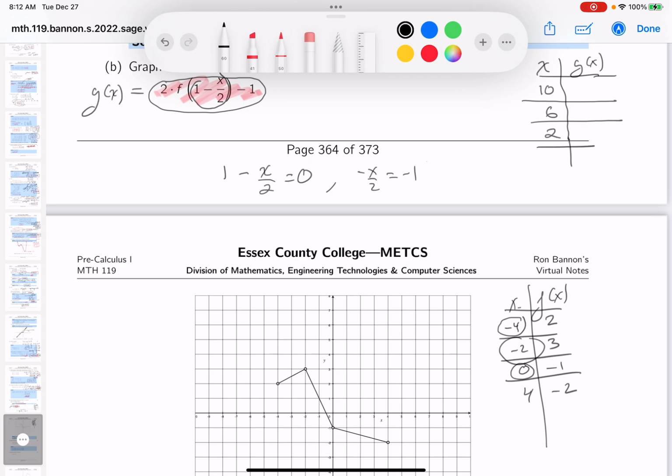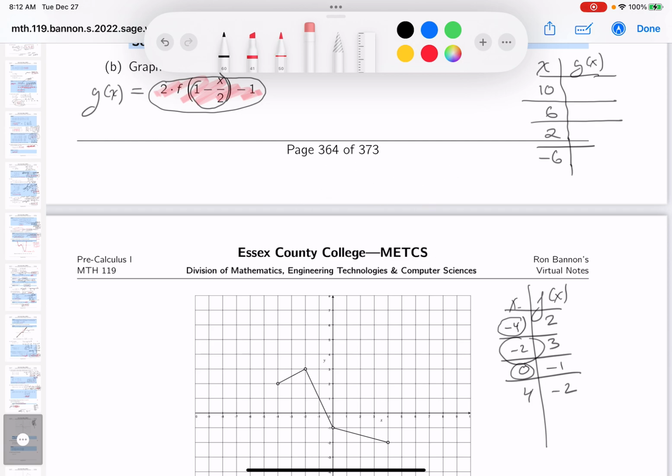One point to go. And let's write down, we want 1 minus x over 2 to be equal to 4. Let's go through that. That would be minus x over 2. Let's subtract 1 from both sides. That would be 3. And multiply both sides by -2, you would get -6.